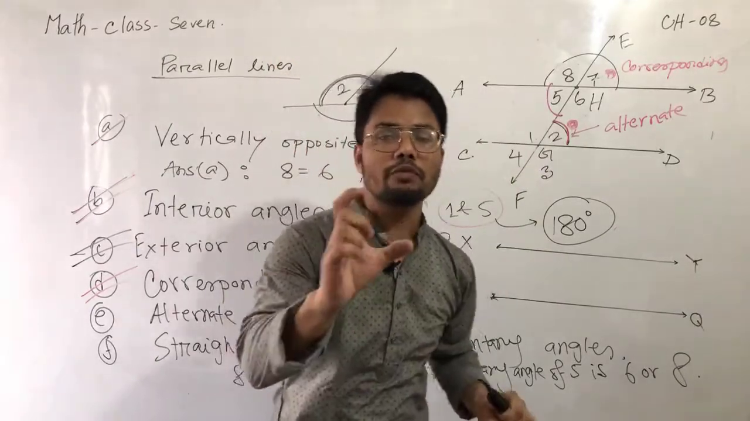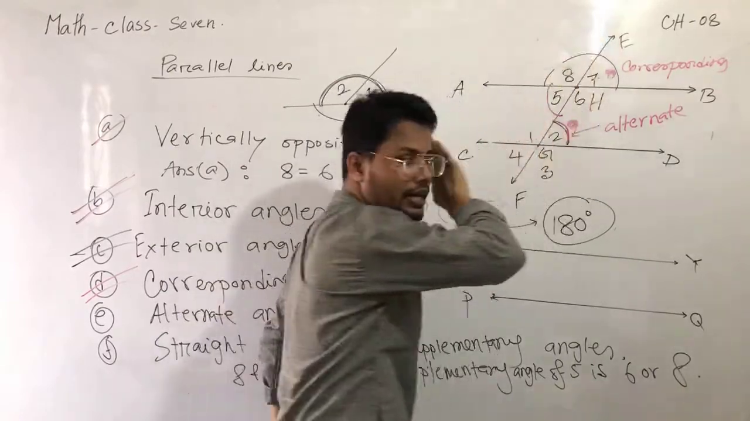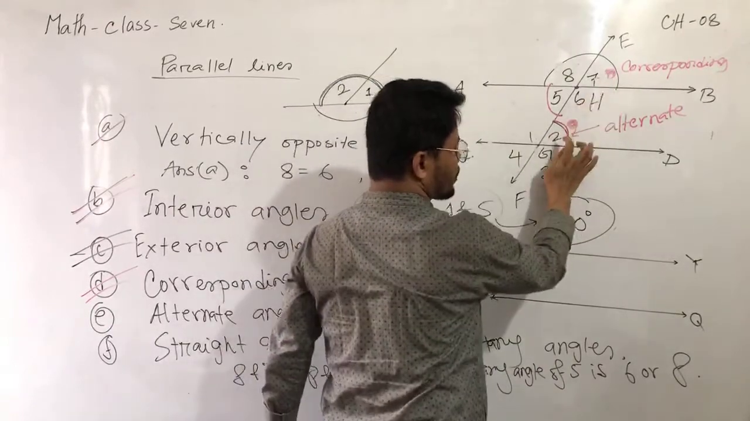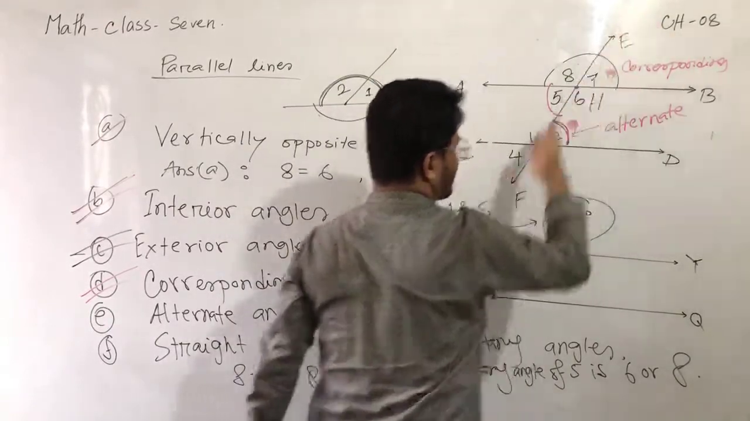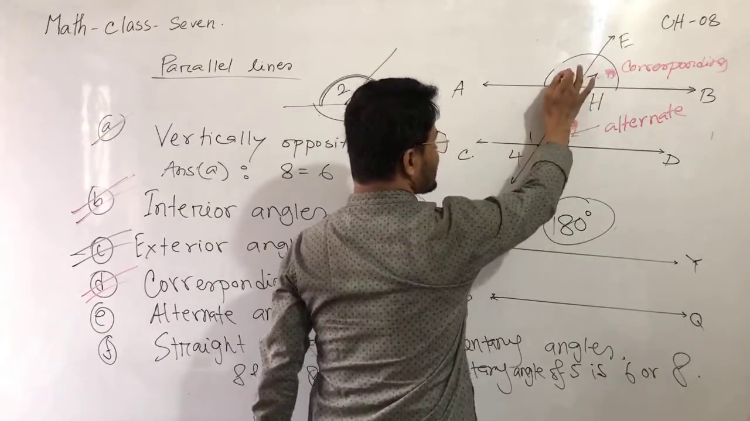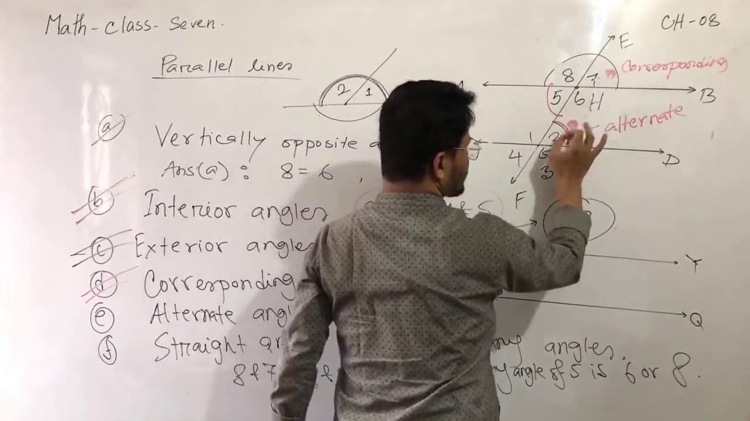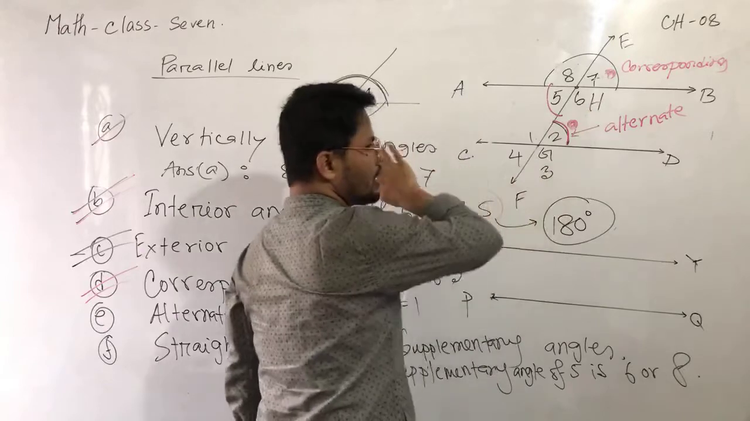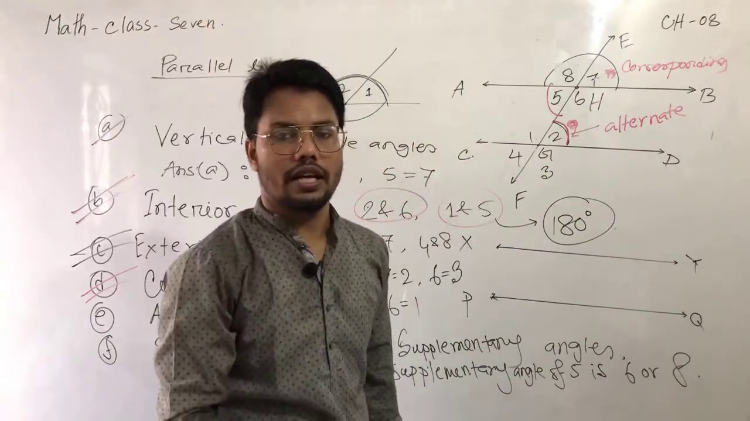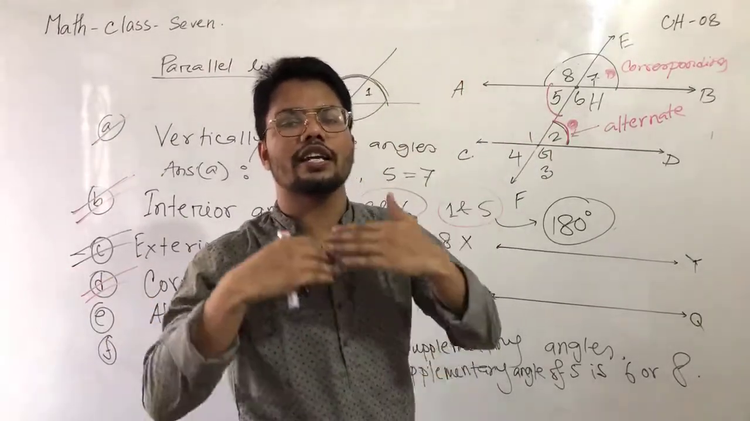So always remember, a corresponding angle will be on one side of the transversal, either right or left. Like 7 equals 2, they are on the right side of the transversal, and 8 equals 1, 5 equals 4, they are on the left side. 7 equals 2, 6 equals 3, they are on the right side. So they should be on one side of the transversal, and one angle will be inside the parallel lines, another angle will be outside.